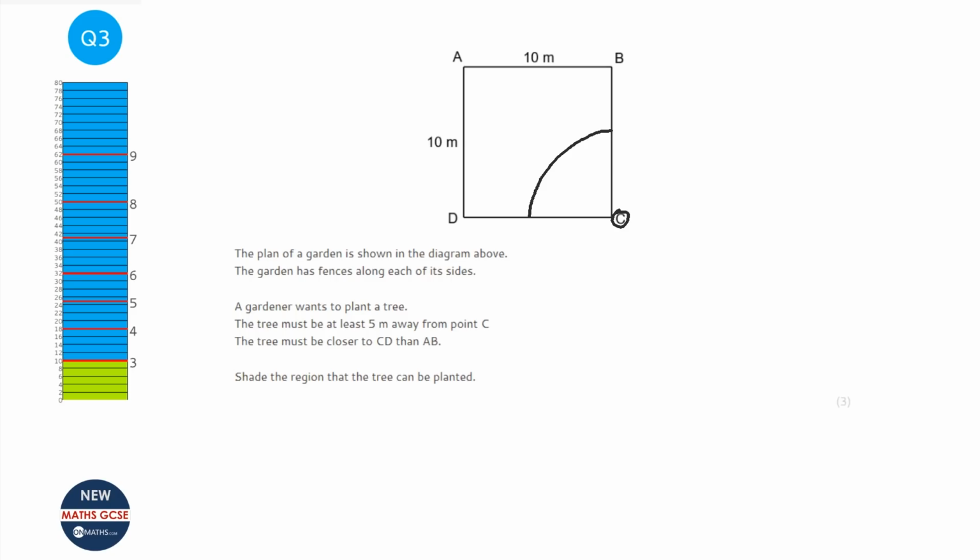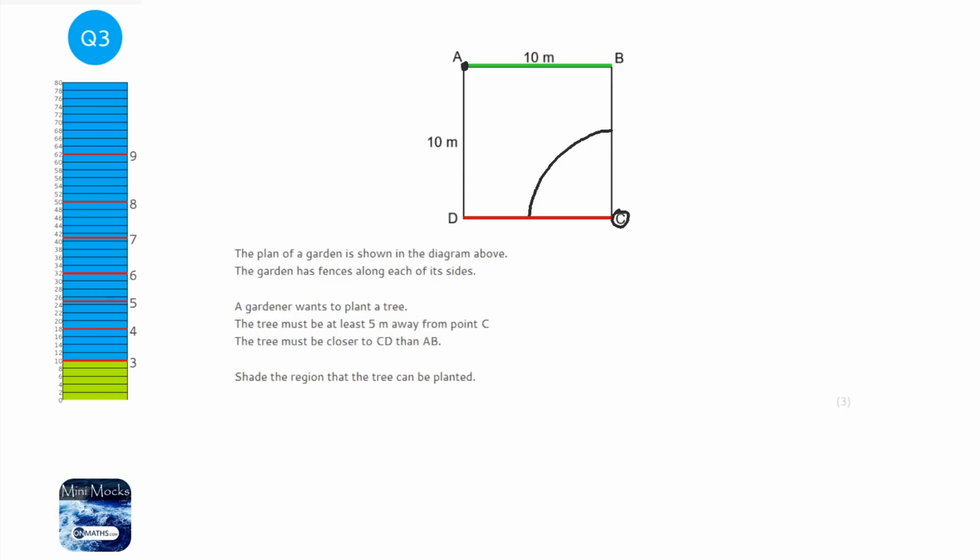Now it says the tree must be closer to CD, which is this bit here. So it's got to be closer to this than AB, so than this. So what we need to do is ensure that it's closer to the red line than the green line. Now to do this, you need to do a perpendicular bisector of AD or BC. Either one would work. So you get your compass and put it at point A, and you measure out something that's more than 5 centimeters. It doesn't matter how much more.